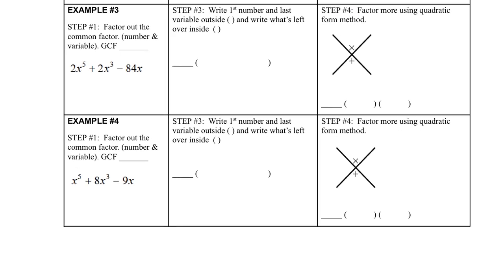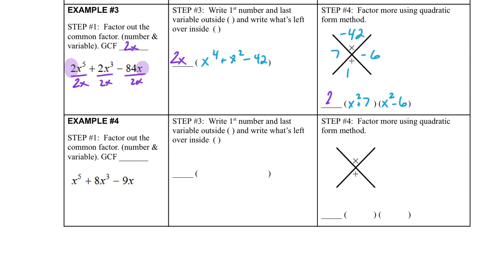The next problem, I take out my GCF, which is 2x. So I'm going to divide everything by 2x. And I'm left with x to the 4th plus x squared minus 42. So I'm looking for factors of negative 42 that add up to 1. That'll be 7 and negative 6. And I do use the squared because I do have x to the 4th, so x squared plus 7, and x squared minus 6, and include that 2x GCF out front.